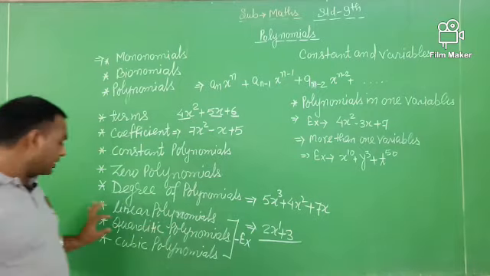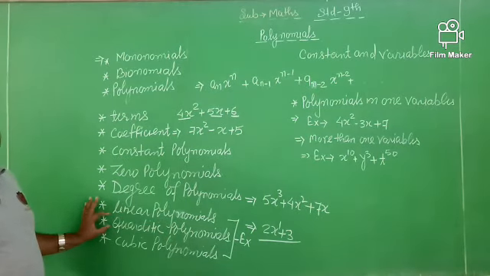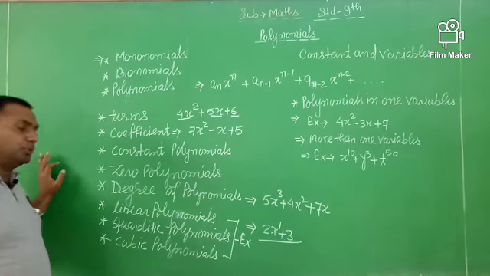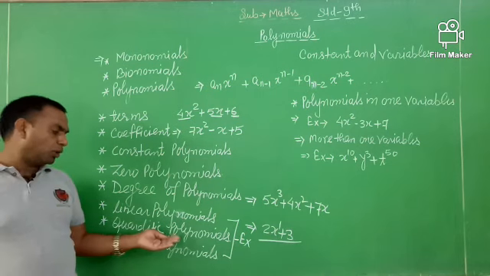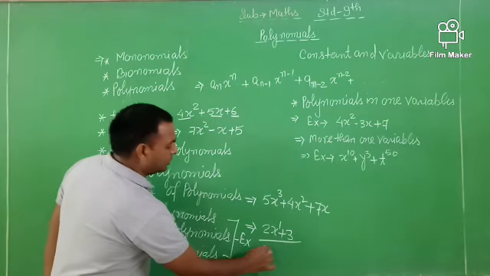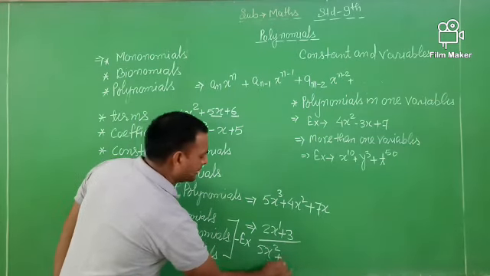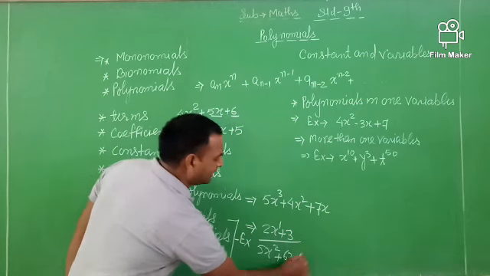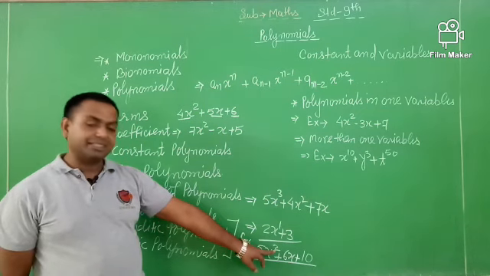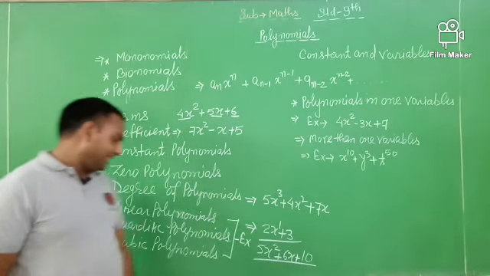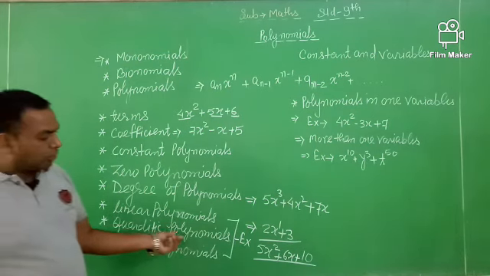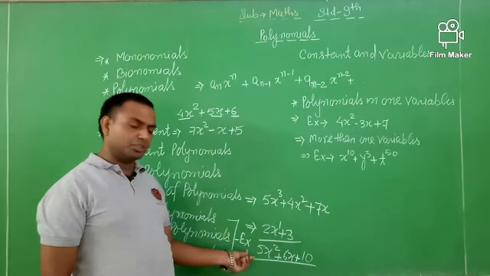Second condition, quadratic polynomials. Quadratic polynomial means if the power of the polynomial is 2, then you can say this polynomial is a quadratic polynomial. As an example, 5x square plus 6x plus 10. Here you see that the highest power of the polynomial is 2. So you can say this is called a quadratic polynomial. I think all of you understood.